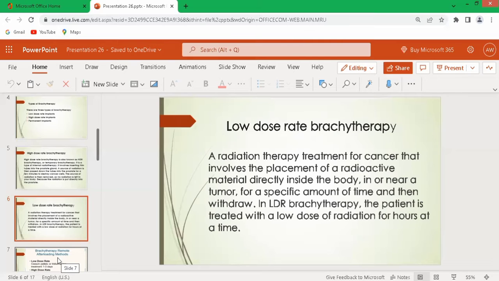And the low dose rate brachytherapy is temporary, and the permanent one is very difficult. The patient is treated with low dose rate brachytherapy for hours at a time.